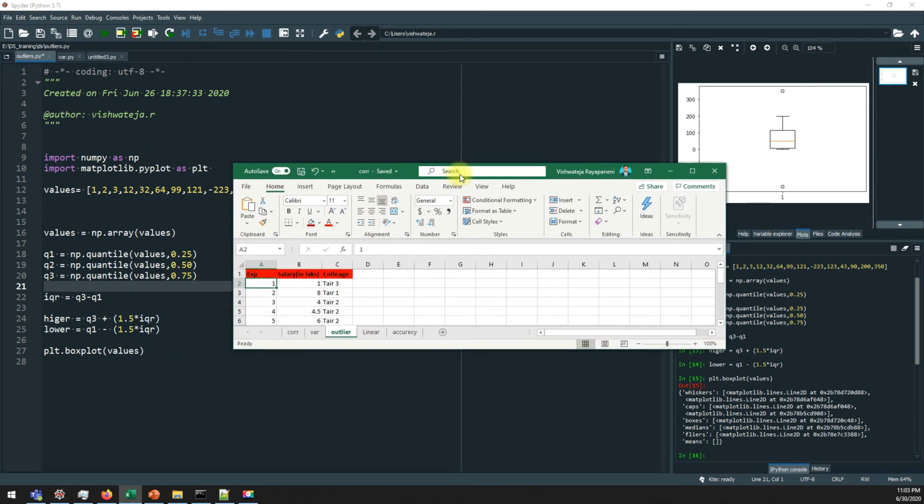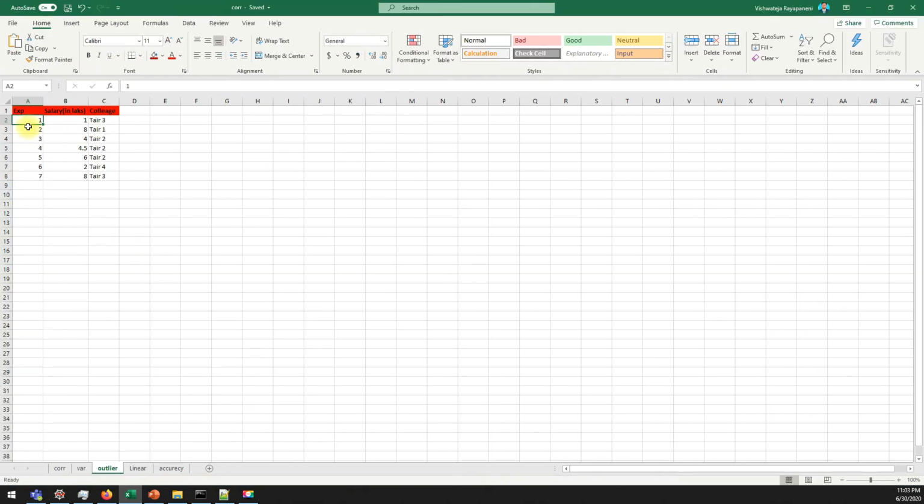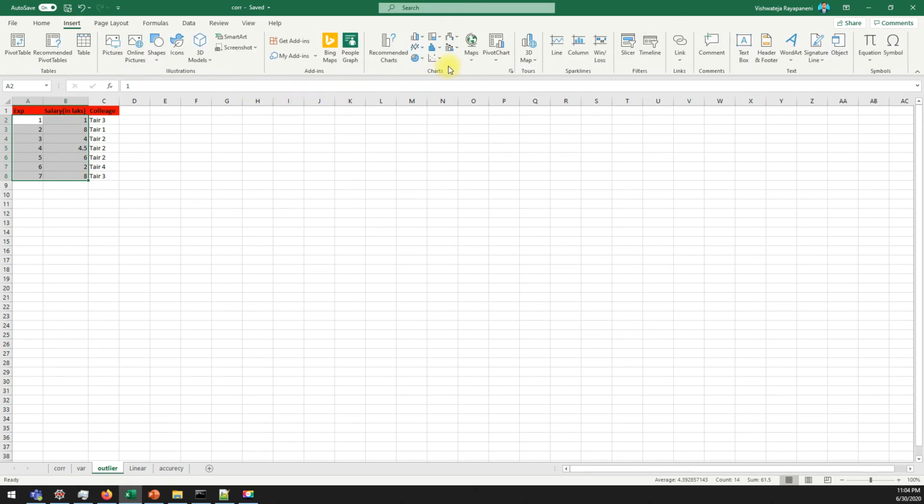Now if you see this, I have three variables here. One is experience, salary in lakhs, and the type of the college, tier 1, tier 2, tier 3. So if you see this experience, do you think we have any outlier? Definitely not. And also if you see this salary, do you see any outlier? No. So now we'll try to plot the scatter plot, and we'll try to understand the experience and the salary.